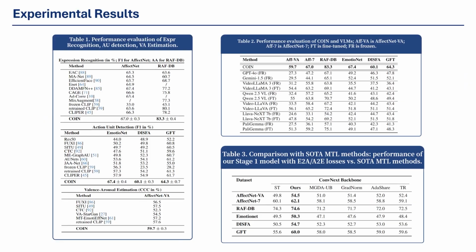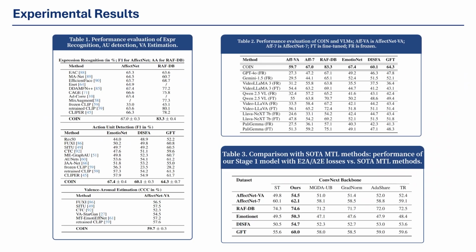Our experiments show significant improvements across the board. In Table 1, COIN achieves state-of-the-art performance on expression, AU, and VA tasks, outperforming strong baselines like Clipper. In Table 2, we compared COIN with large vision language models like GPT-4o.